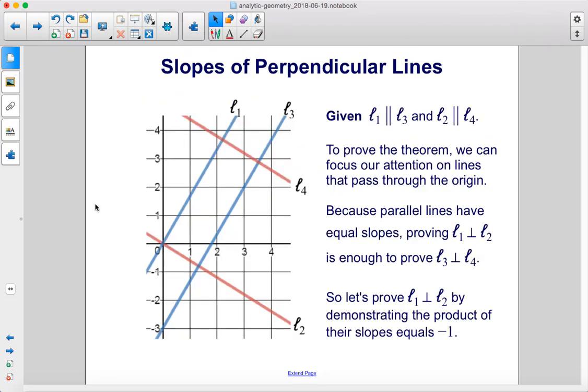Given L1 is parallel to L3 and L2 is parallel to L4, to prove the theorem, we can focus our attention on lines that pass through the origin. Because parallel lines have equal slopes, proving L1 is perpendicular to L2 is enough to prove that L3 is perpendicular to L4. So let's prove L1 is perpendicular to L2 by demonstrating the product of their slopes equals -1.